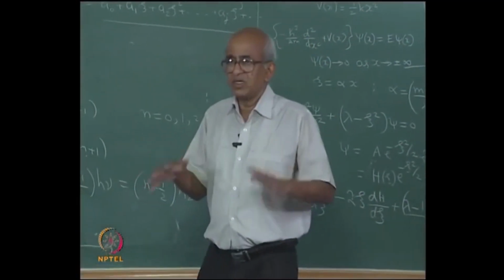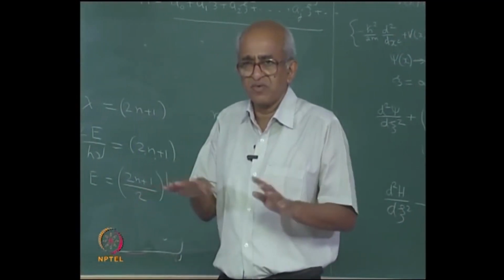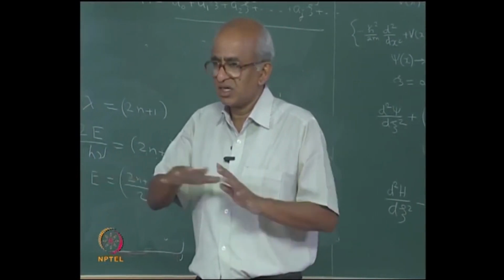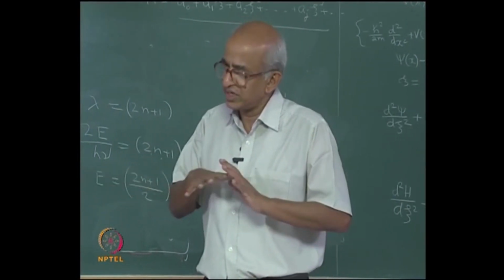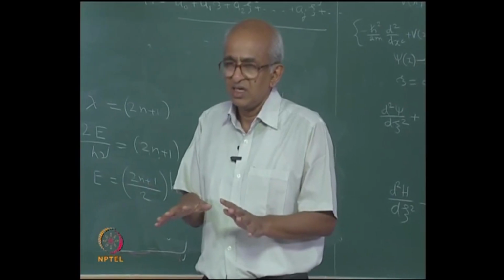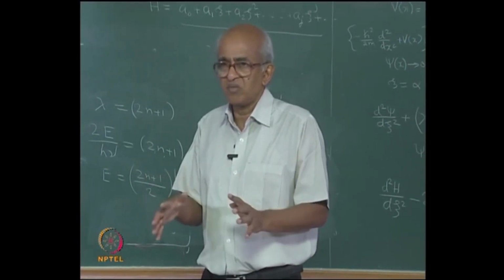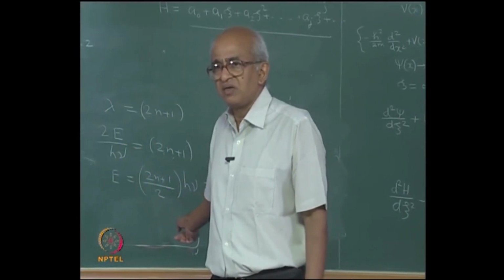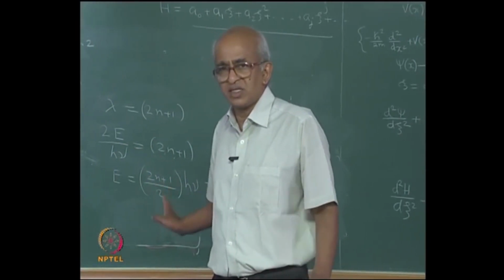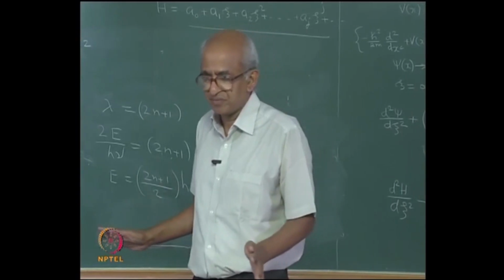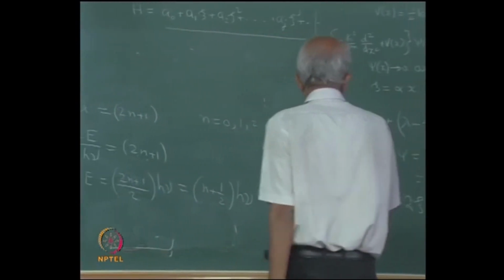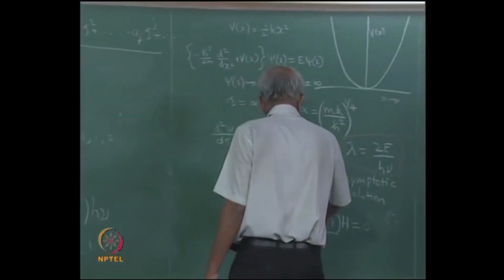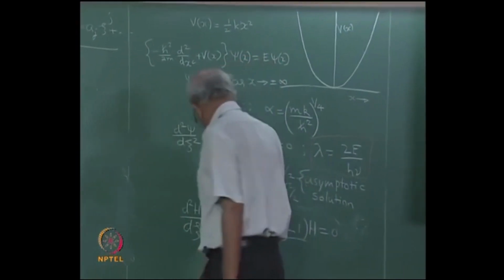Therefore, you are able to get acceptable solutions only for these values of energy, and there are no acceptable solutions for any other value of energy. And so, we say that the energy of the harmonic oscillator is quantized, it has to be equal to n plus half h nu, otherwise no acceptable solutions. Okay. And further, if lambda is equal to 2n plus 1, you can actually substitute it here.